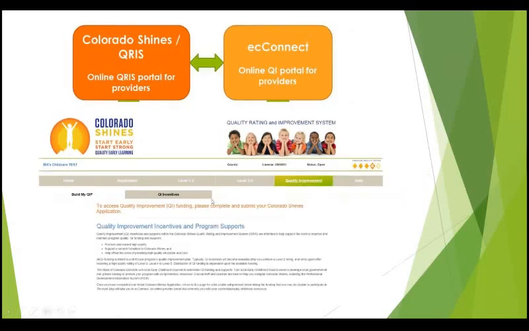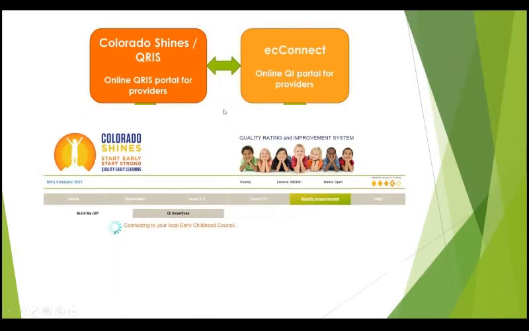And so here is another different view of the same thing. So I'm still on the Quality Improvement tab on Colorado Shines, and I'm still in this QI Incentives tab under that. And now again, this invisible box, but where this orange text shows up here, and then the blue text talking about quality improvement incentives and program supports, that's a page on the ecConnect website. So that is, in this case, I'm going to go back one. When the website said connecting to your local early childhood council, what's actually happening during that step is the on-demand sync that I talked about.